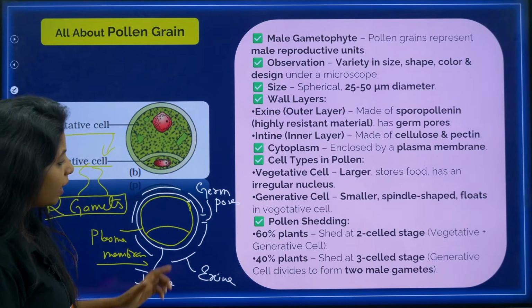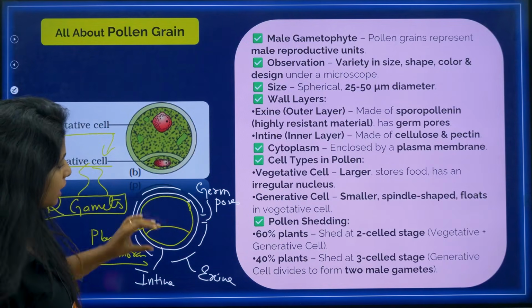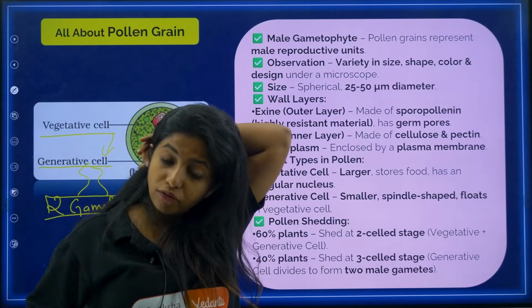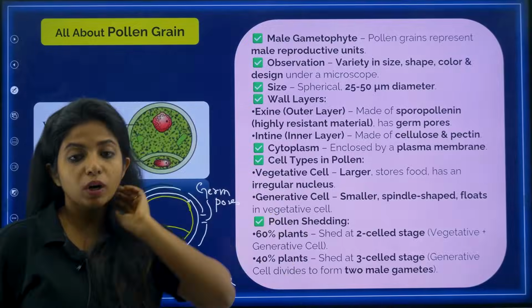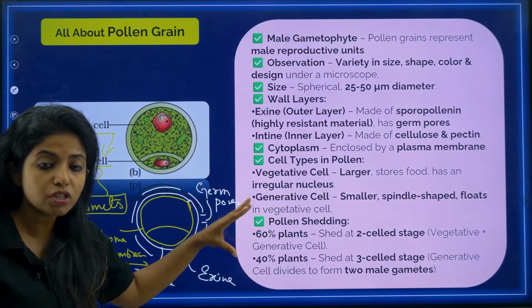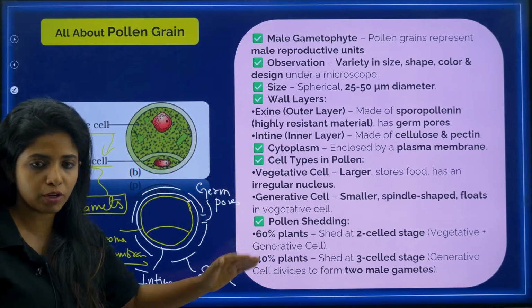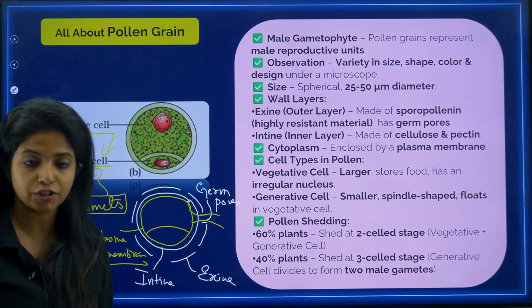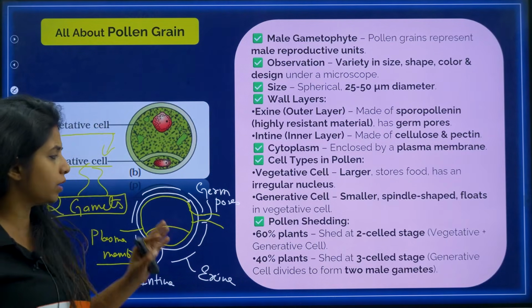Okay. Now, why do you have a germ pore? Basically, when the pollen grain lands on the stigma of the female plant, what will happen? This pollen grain has to form a pollen tube, and this process is known as pollen germination. So for pollen tube formation, obviously you need a space, and for that you have germ pores, and also for a little bit of nourishment and stuff like that.